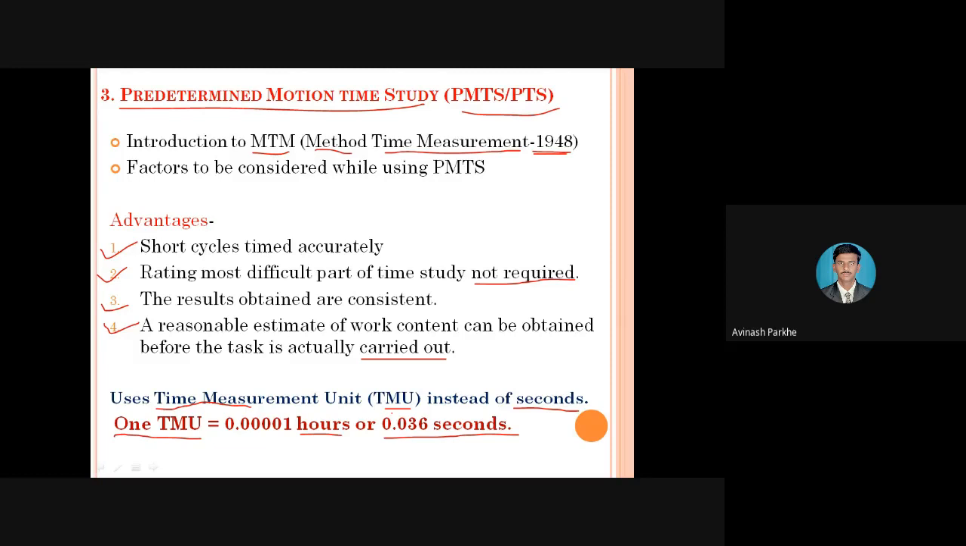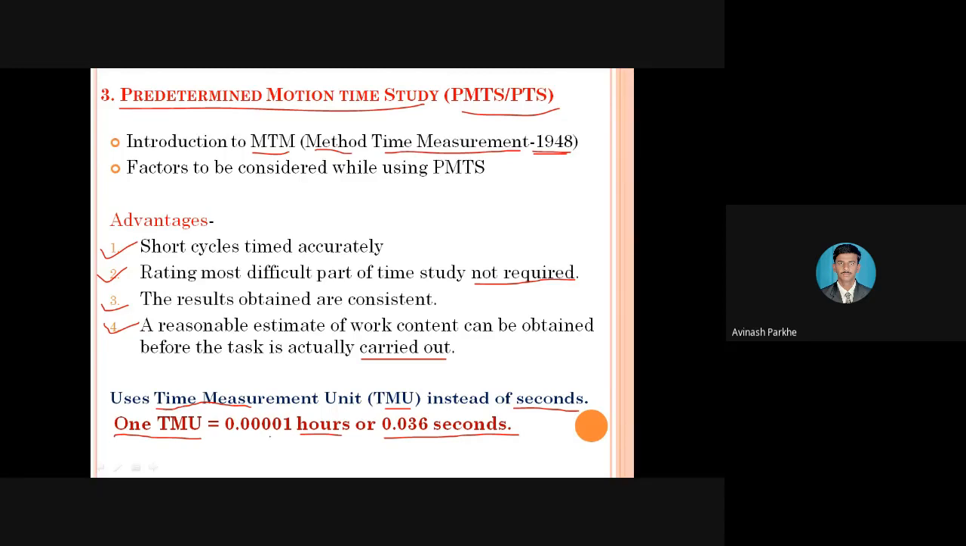But in the third method, the PMTS, I am not measuring the time in the form of seconds, hours, or minutes. So for that, a special unit is designed, which is called a TMU. TMU means time measuring unit. Based on this TMU, one MCQ-based question is there from this chapter. 1 TMU is equal to, 4 options will be given: 0.001, 0.0001, 0.00001 hour, 0.01, like that 4 options will be given.